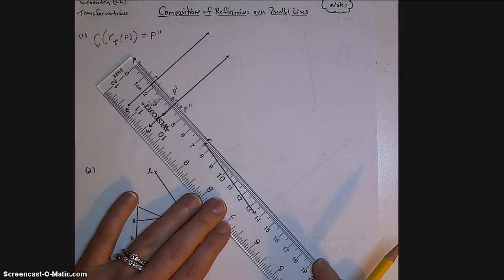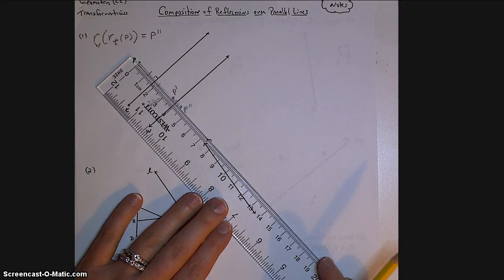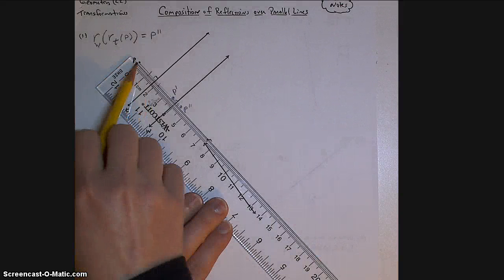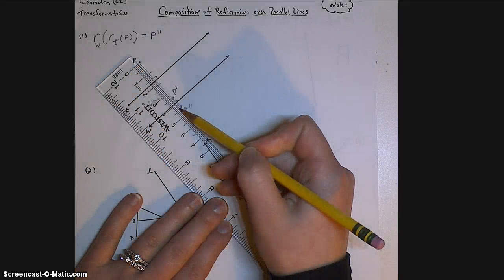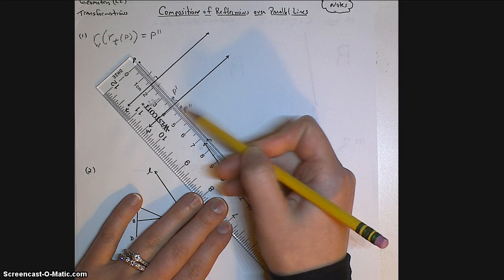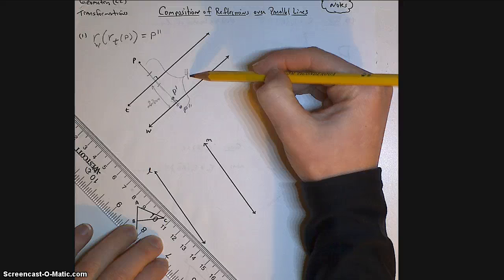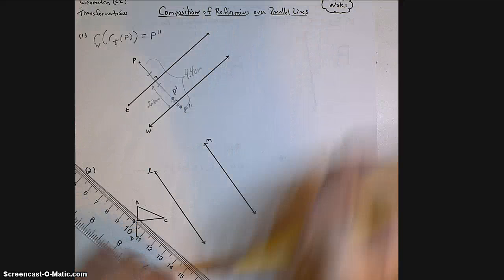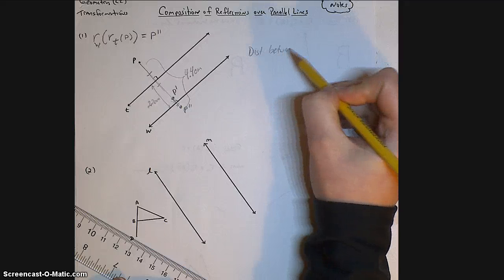And now let's look at the distance from P to P double prime. So from our pre-image to our final image. I can see, again, lining up real nicely, from P to P double prime is 4.4 centimeters.